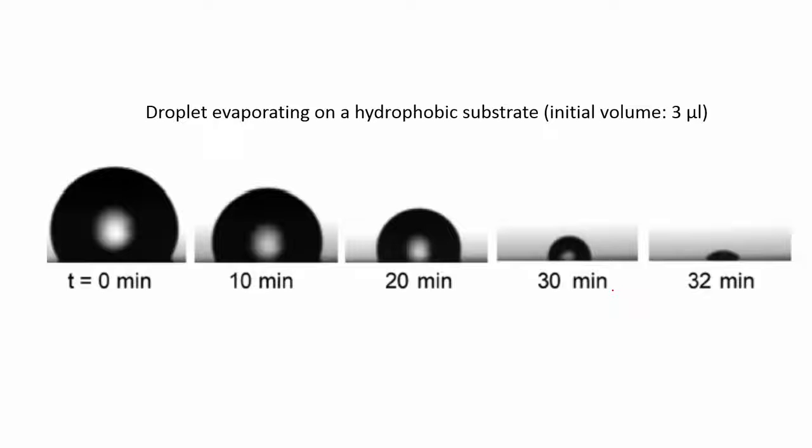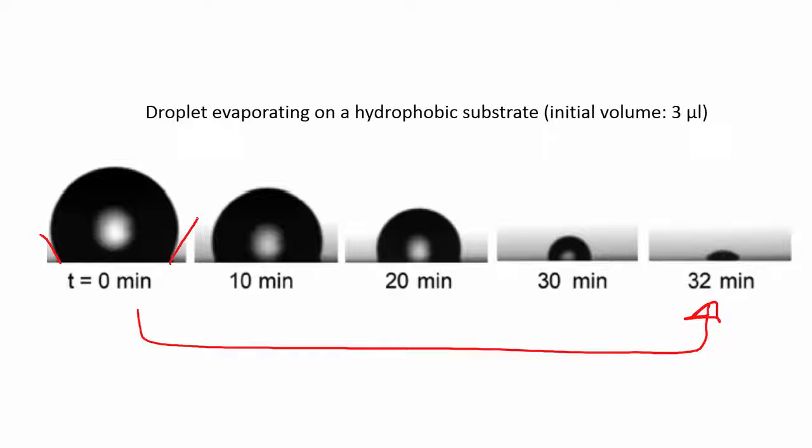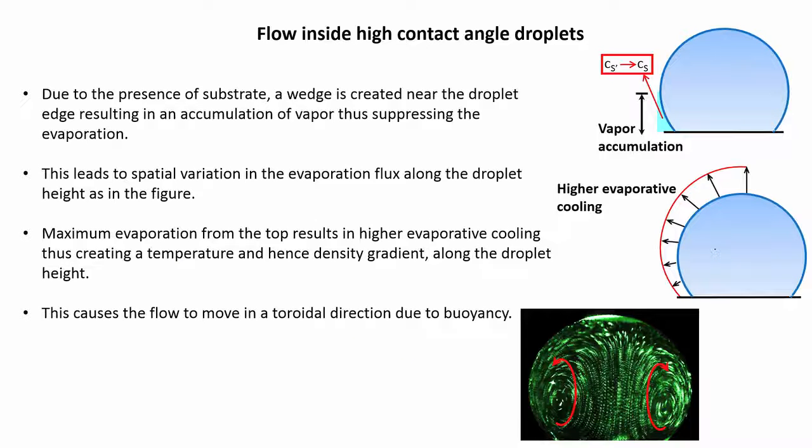See, this is for example a sample image of a droplet evaporating on a hydrophobic substrate. You can see the contact angle is much greater than 90. At one point of time it does become 90 in this particular case, and then it actually evaporates. Now, why does this happen, the flow inside these high contact angle droplets?